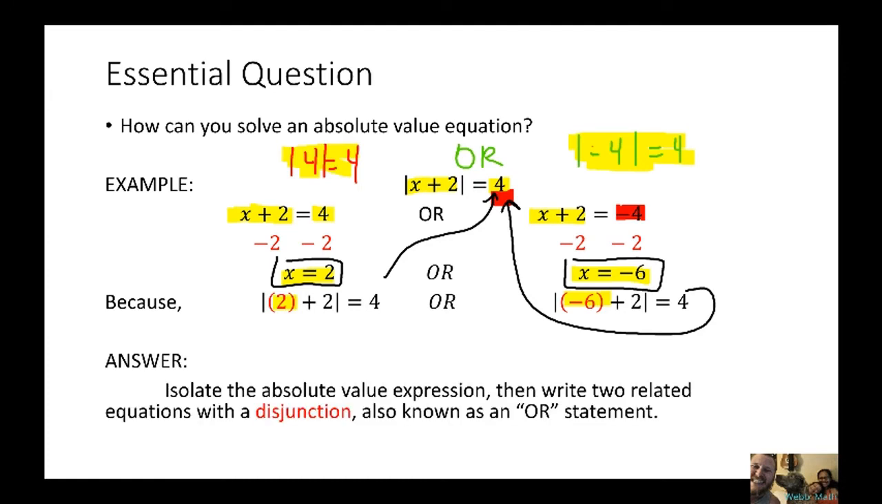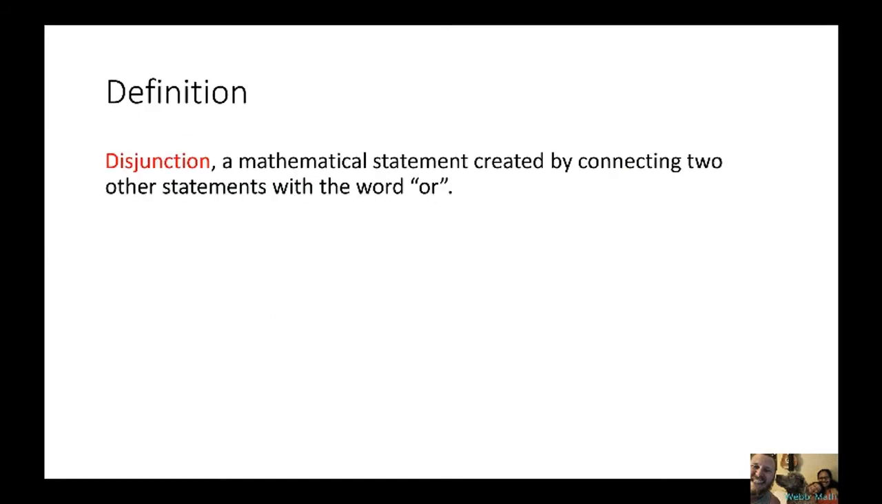So our answer to the essential question is that we isolate the absolute value expression, then write two related equations with a disjunction. This is also known as an OR statement. Your definition: a disjunction is a mathematical statement created by connecting two other statements with the word OR.